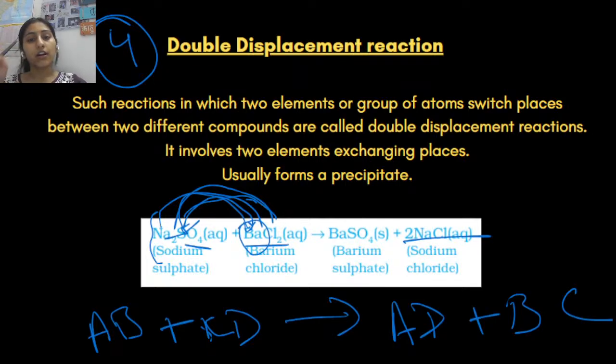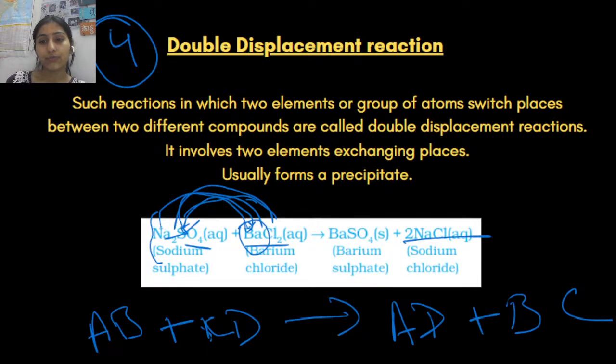So, double displacement reactions basically involve two elements exchanging places. In the displacement reaction, there was just one more reactive species which was displacing another species, resulting in the formation of a single compound. But in double displacement reaction, there are two groups of elements or two elements which are switching places, right?